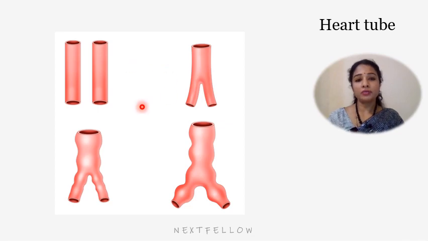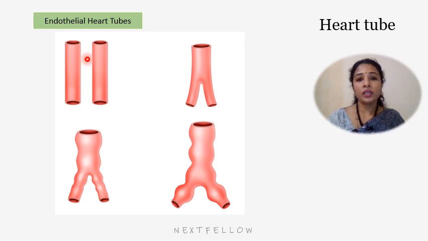Now with this image we will understand how the endothelial heart tubes and primitive heart tube have formed. So here we can see two endothelial heart tubes. Initially these endothelial heart tubes develop as a pair of longitudinal blood vessels which are called dorsal aortae. So the blood islands form a pair of longitudinal blood vessels called dorsal aortae or endothelial heart tubes.